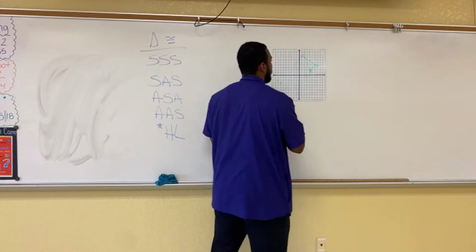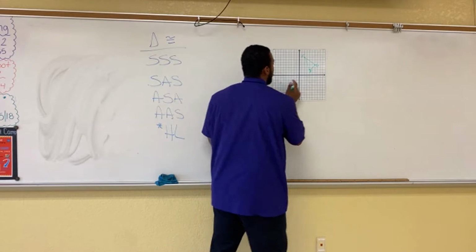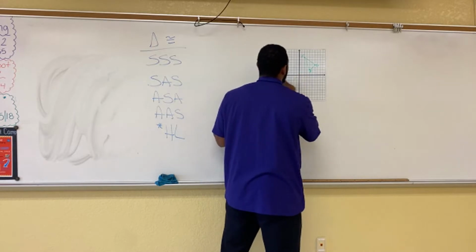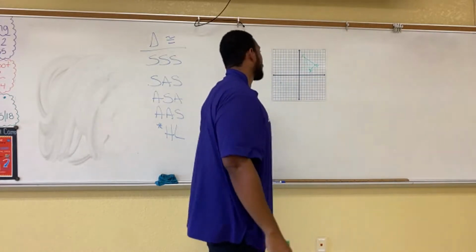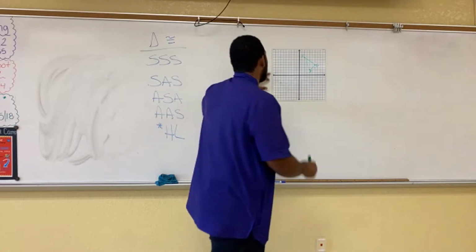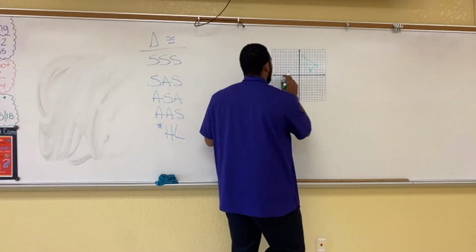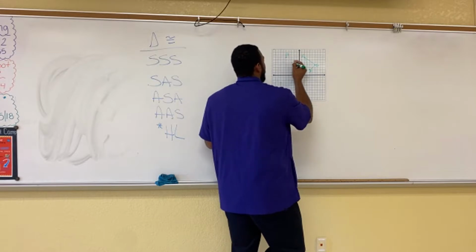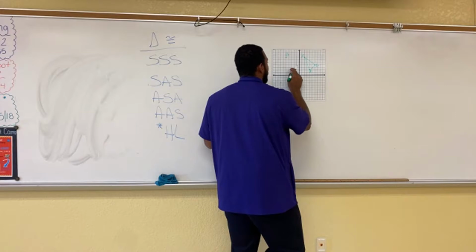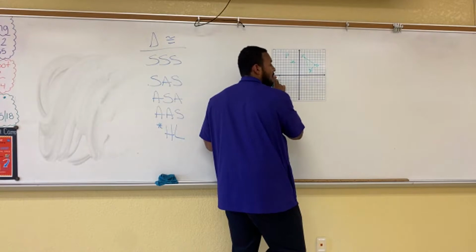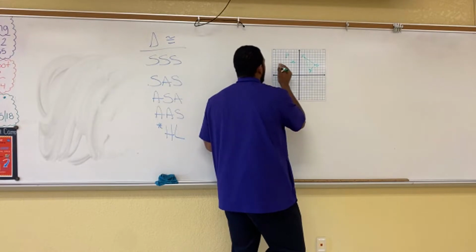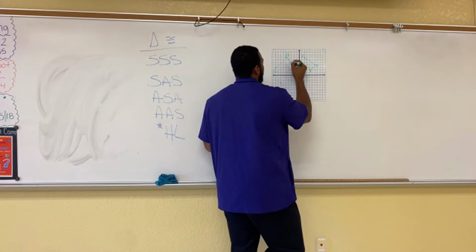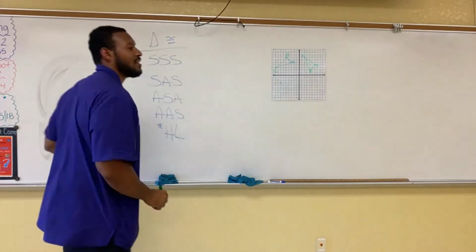And then A is at where again? A is at negative 5, 7. Okay. B is at negative 3, 5. C is at negative 9. All right. Is that better? Yeah. There she is. Good job.